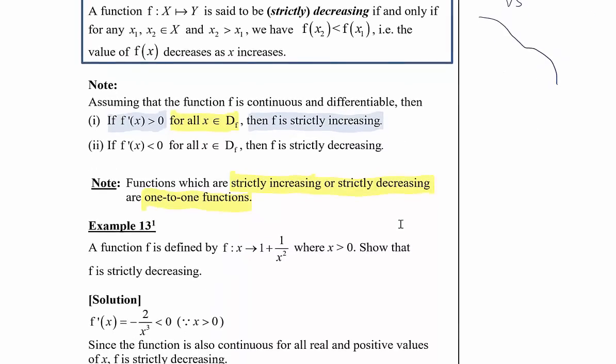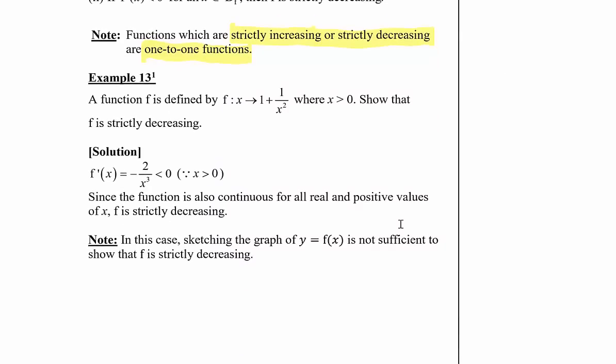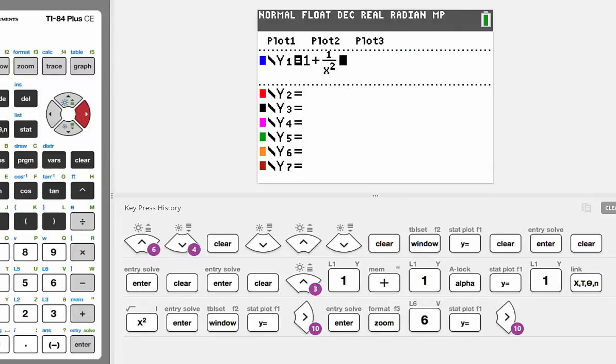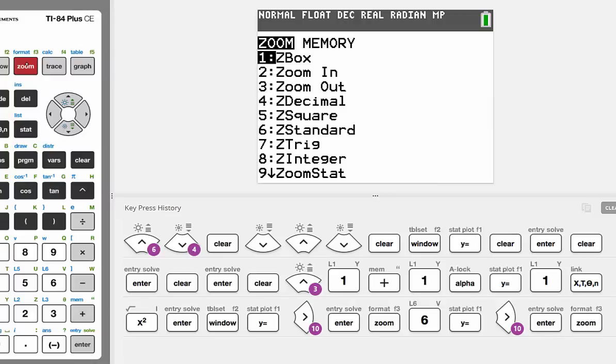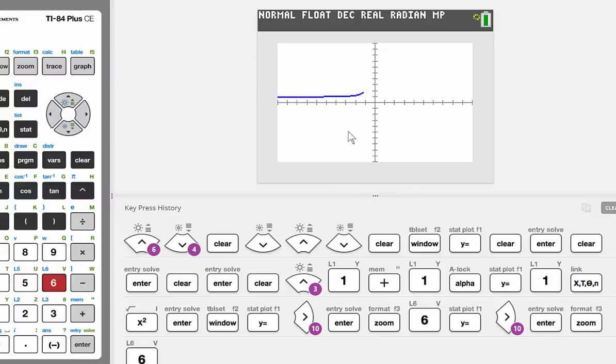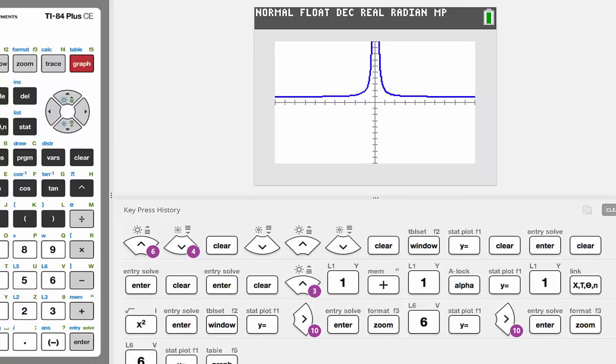Let us now consider an example. We want to show that this function f is strictly decreasing. So this is f. Let me use my GC to sketch it. Okay, enter. And I will use zoom standard as a starting point. Oh, how is this a strictly decreasing function?